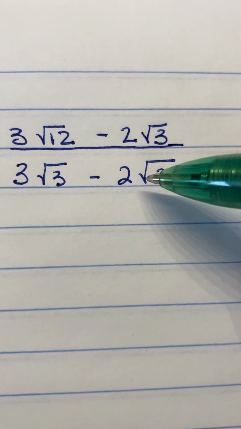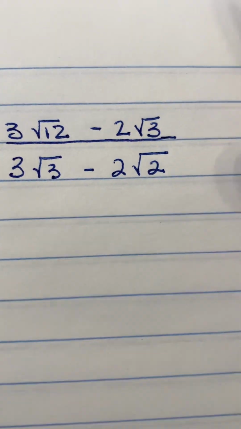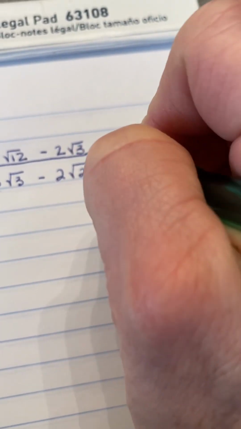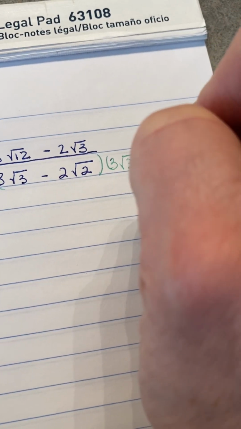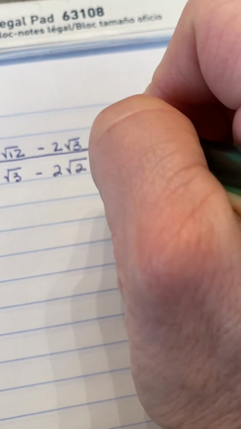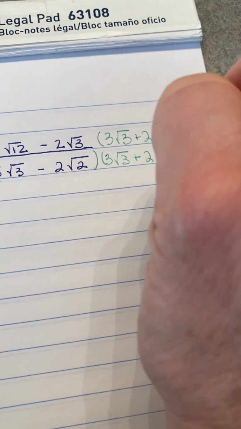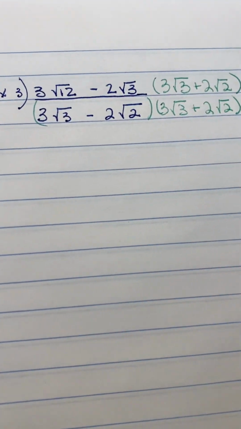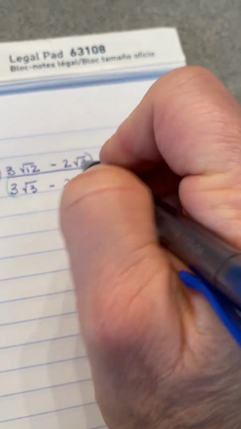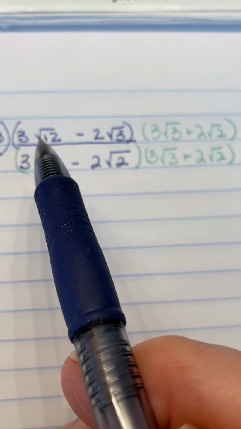The denominator, we're going to multiply top and bottom by the conjugate. So this is going to be multiplied by 3 root 3 plus 2 root 2. Whatever we do on the bottom, we have to do to the top. And then now we're going to FOIL. We'll do the top because it's going to be a little bit harder.